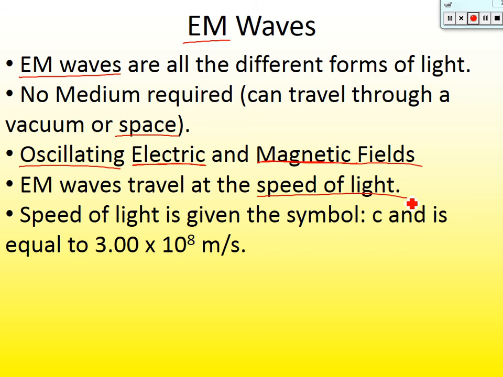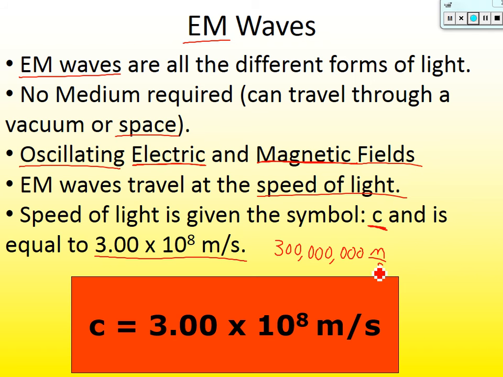The speed of light is the fastest that anything can go. The speed of light is given the symbol lowercase c. You're going to see that a lot in this lesson and in the chapter. Lowercase c means the speed of light, and it's equal to 3 times 10 to the 8th meters per second. That is 300 million meters per second. It's the fastest anything can go. Nothing goes faster than the speed of light.